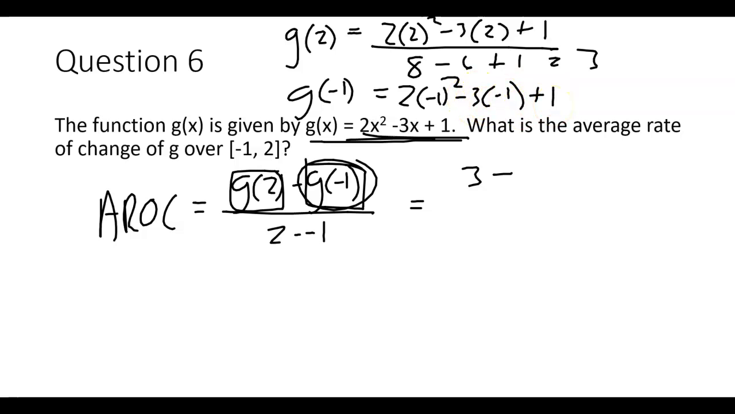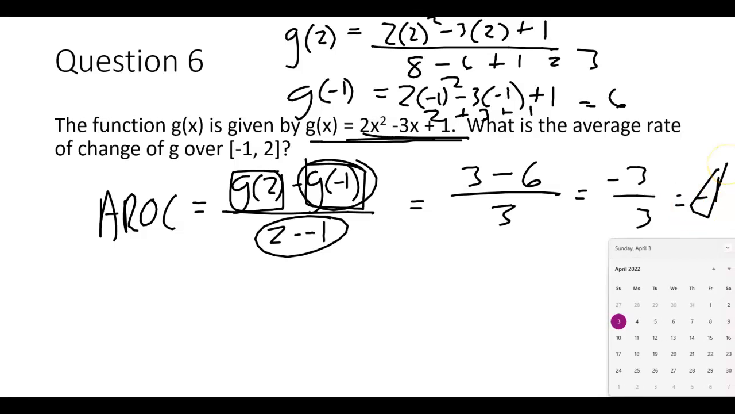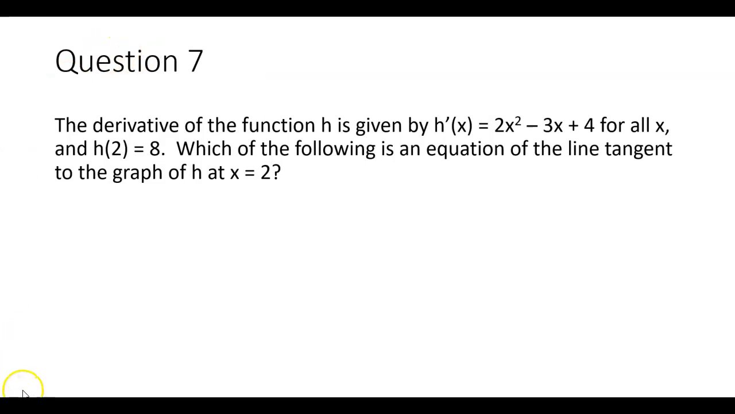So that's going to be 2 plus 3 plus 1, which is 6. That's just going to be 2 plus 1 on the bottom, which is 3. So we end up with negative 3 over 3, which is negative 1. So that's how you do average rate of change when you are working with an equation. So we've done it with tables, graphs, and equations. Move on to question 7.